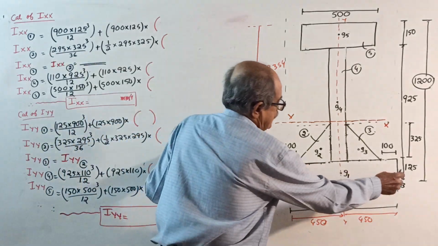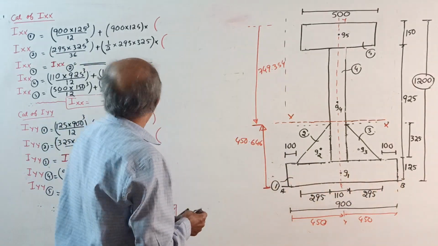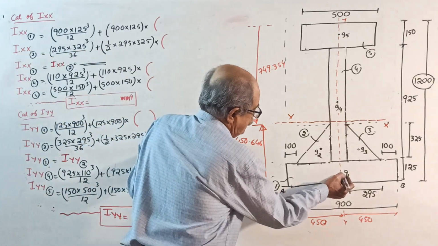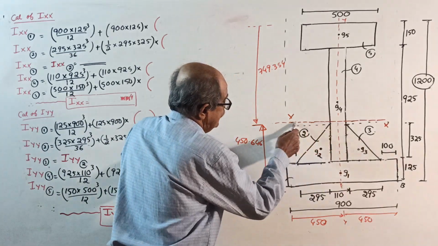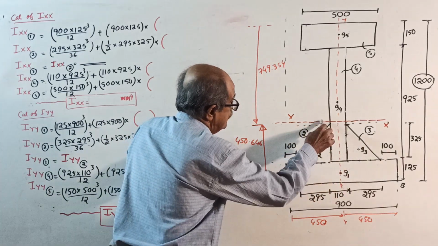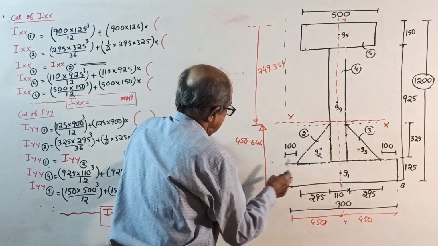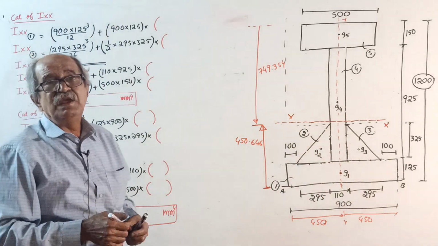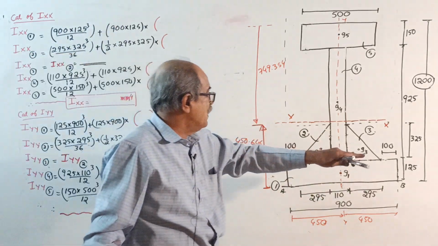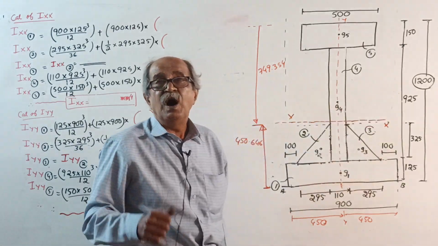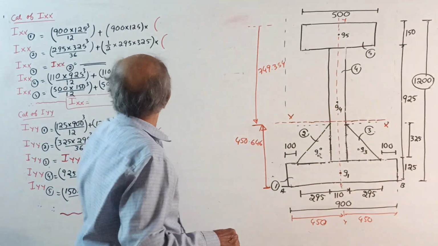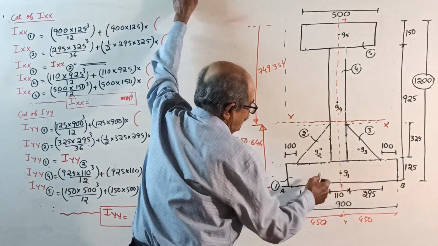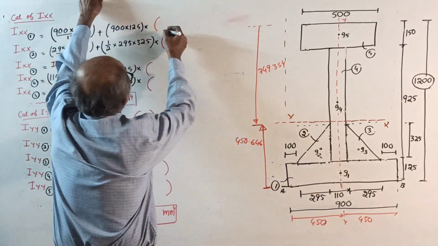Start. Ix for 1: 900 into 125 cube by 12 plus 900 into 125 into the distance from centroid G1, 450 points. That's all. I will not waste time here telling I about an axis passing through the centroid. What have you been doing all these days? Question number 135. So, how much is it? 450.646.